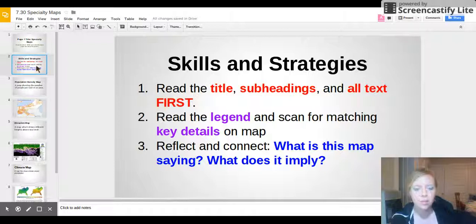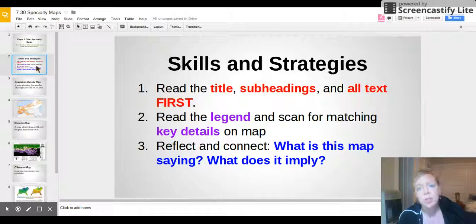Read the title, subheadings, and all text first. Sometimes underneath specialty maps there's big blocks of text. Read all of it before you ever look at the map. Then read the legend and scan for matching key details on the map. Then reflect and connect. What is the map saying?